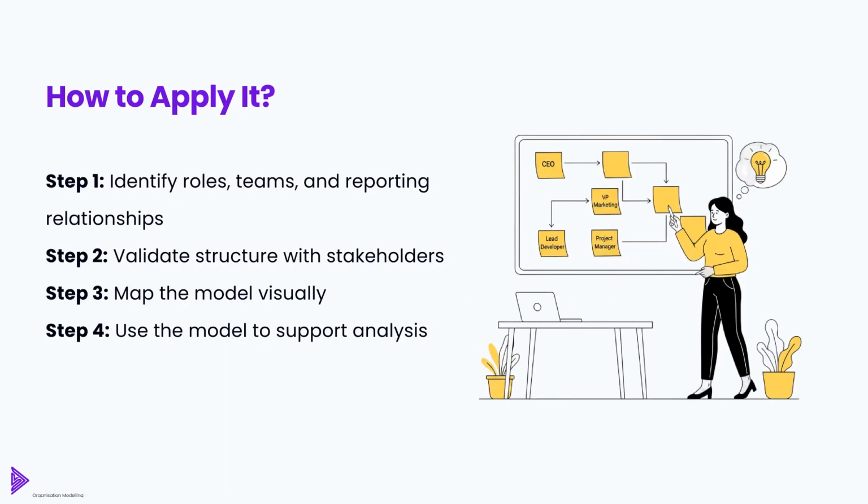How do you actually apply organization modeling in a real project? Let's walk through each step clearly. Step 1. Identify roles, teams, and reporting relationships. Start with what exists today: organizational charts, stakeholder lists, team structures, job descriptions.